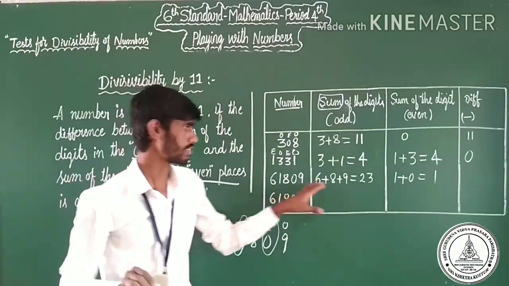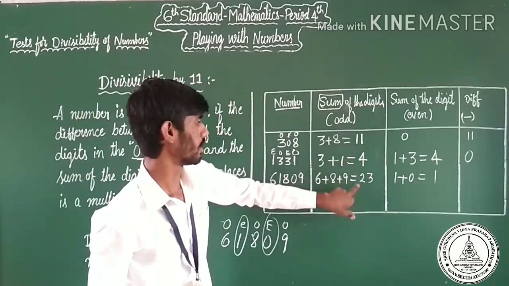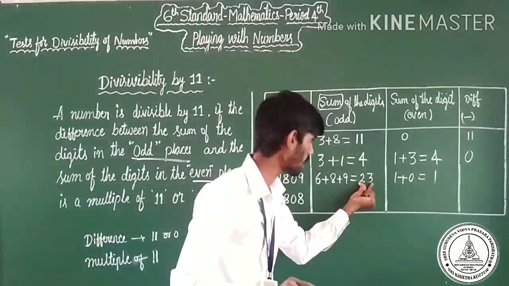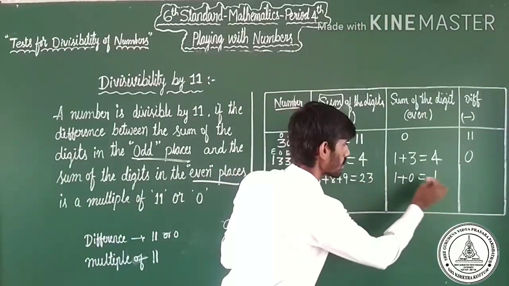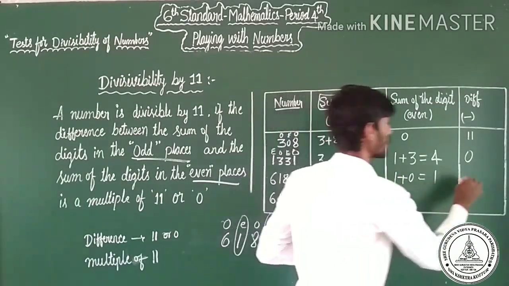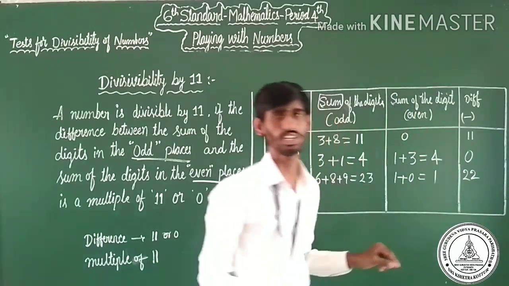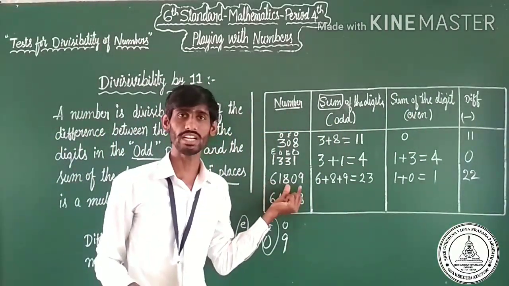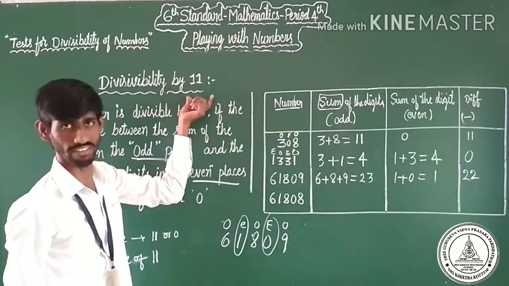Next step is the difference of the sums. 23 minus 1. This minus this. 23 minus 1 is equal to 22. Yes, 22 is a multiple of 11. That's why 61,809 passes the divisibility by 11.